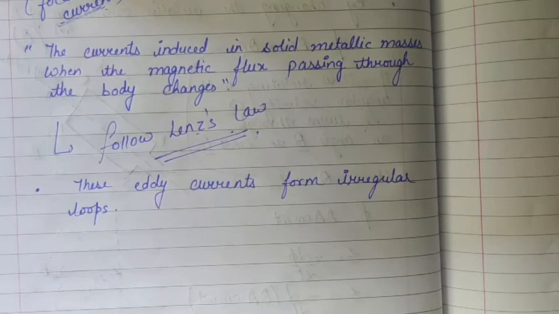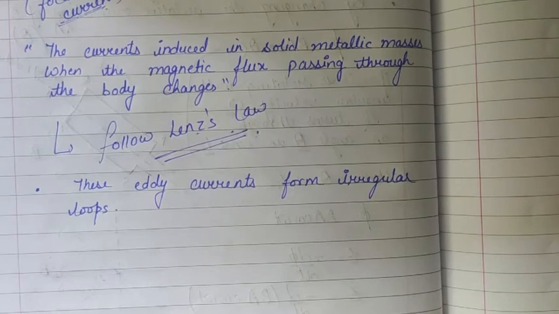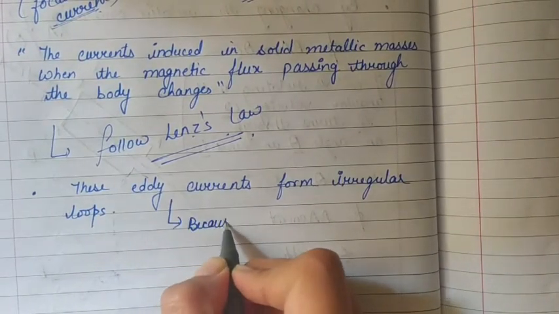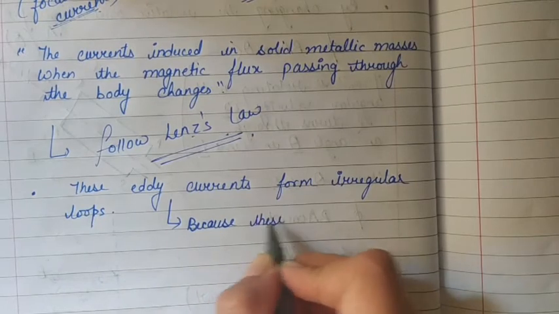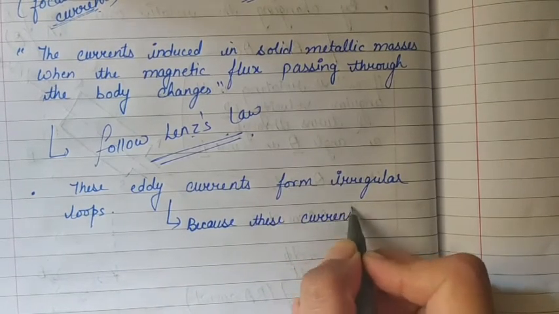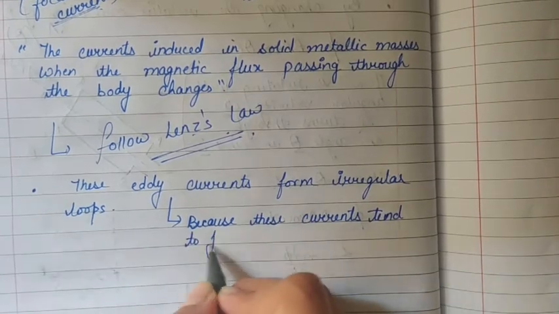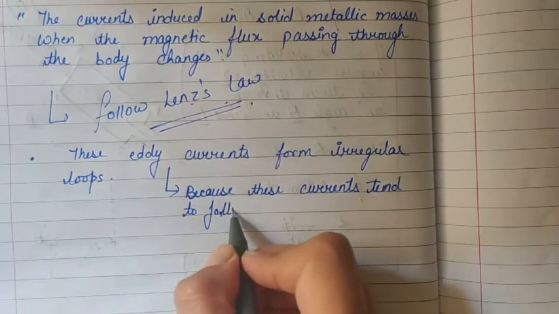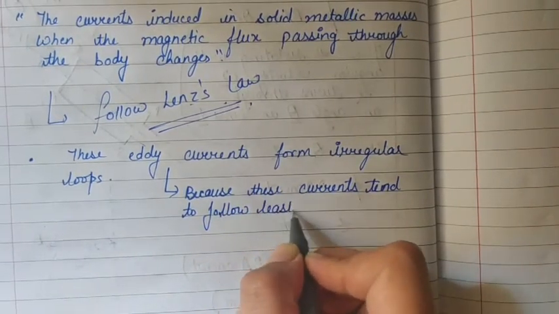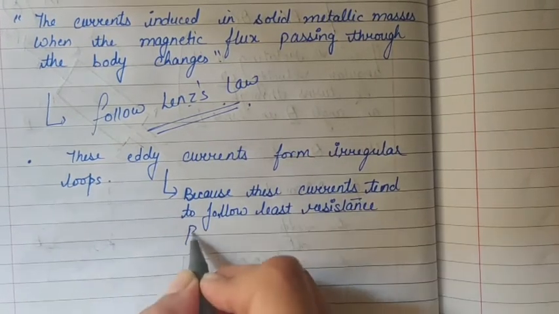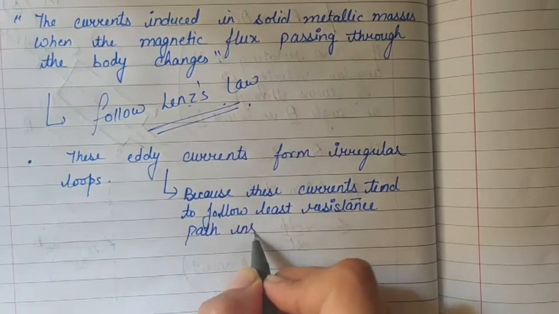The shape is in the form of irregular loops, because these eddy currents tend to follow the least resistance path inside a conductor.